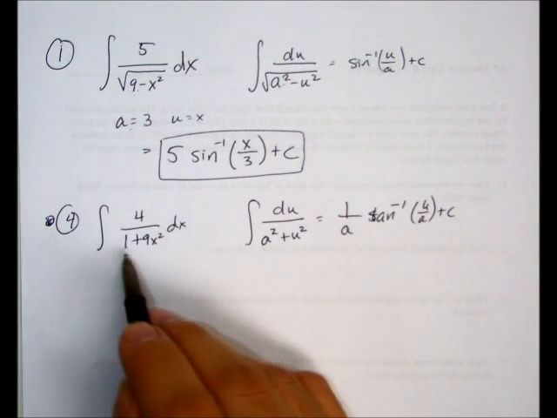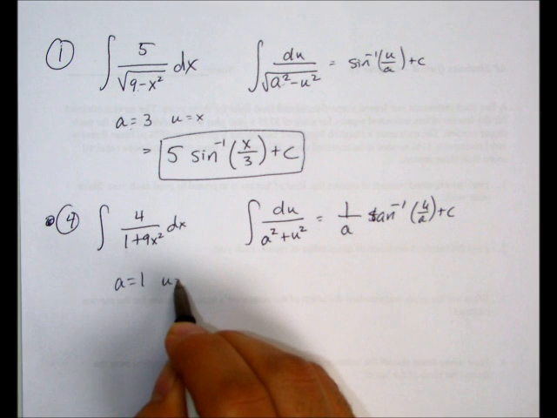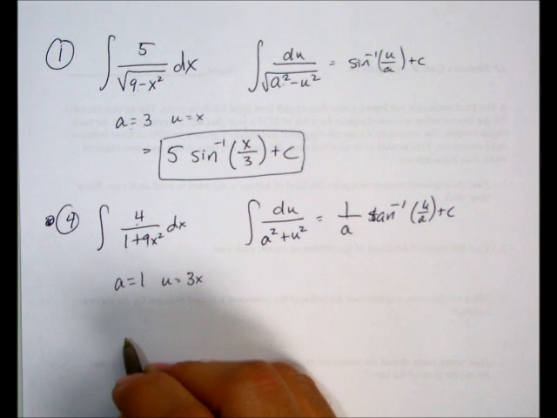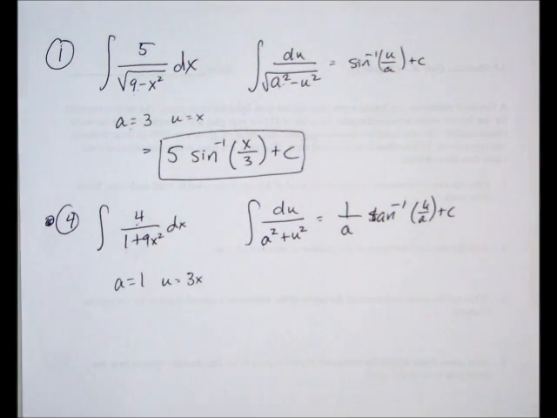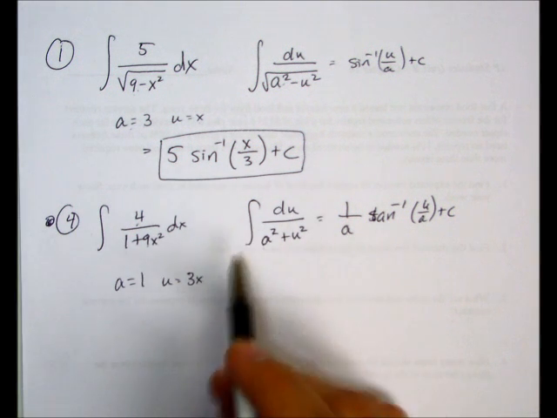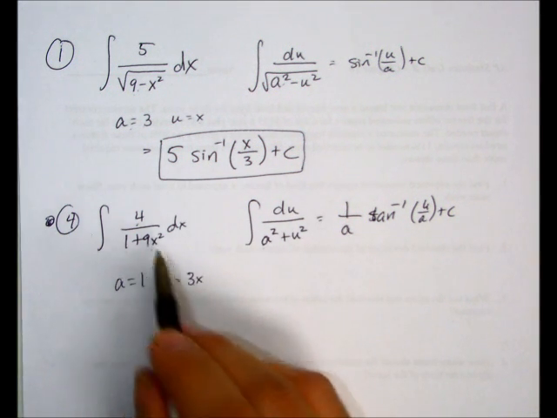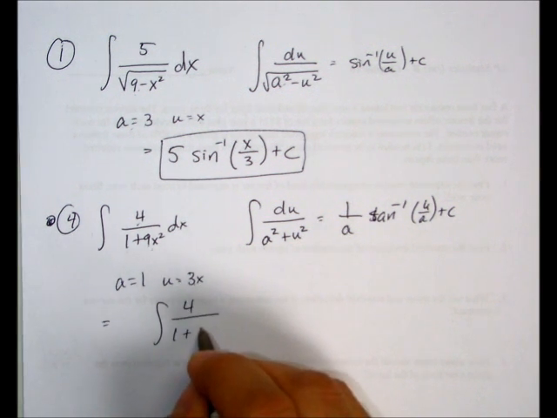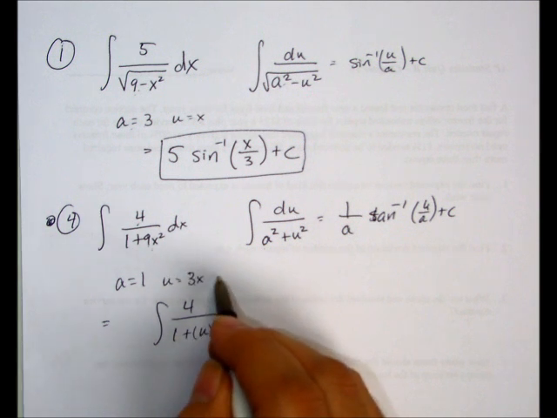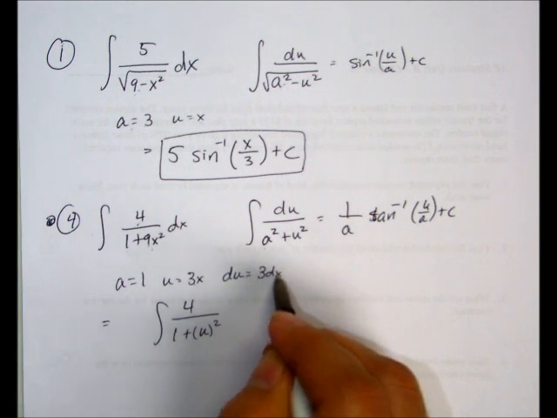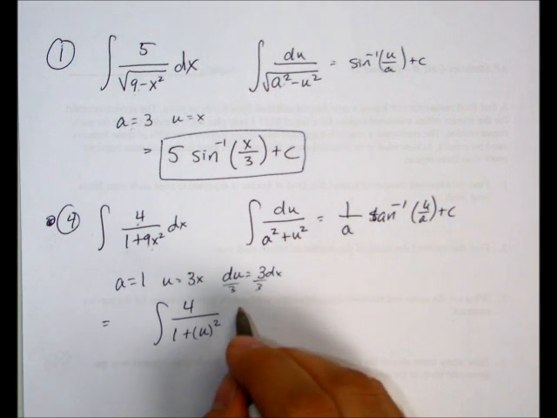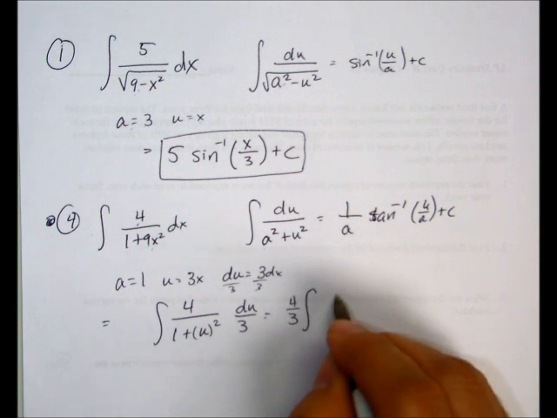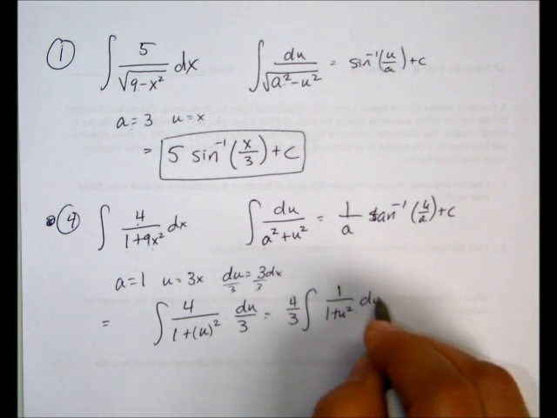So in this case, a is going to be 1 and u is going to be 3x. And the 4 again is just going to be a constant. So we're going to have, all right, we actually have to do a u substitution. We're going to make u 3x. So we're going to have 4 over 1 plus u squared. u is 3x, so du is 3 dx. Divide that 3 over, so we're going to have du over 3. So we're going to have 4/3 times 1 over 1 plus u squared du.